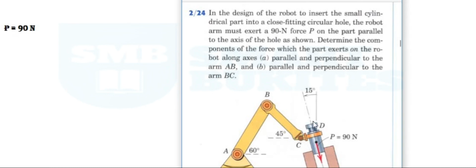So we're asked to find the components of that force along axes which are parallel and perpendicular to the arm AB, that is this. Parallel to the arm AB will be in this direction, and perpendicular will be perpendicular to the arm, so we'll have something like this. And then parallel and perpendicular to the arm BC will give us an axis which looks something like this and like this. So enough with imaginary drawings. Let's sketch this.